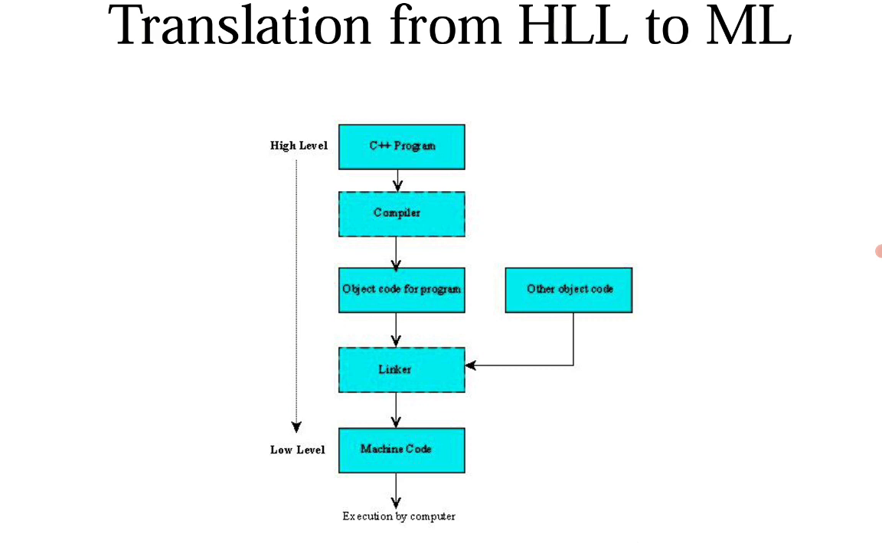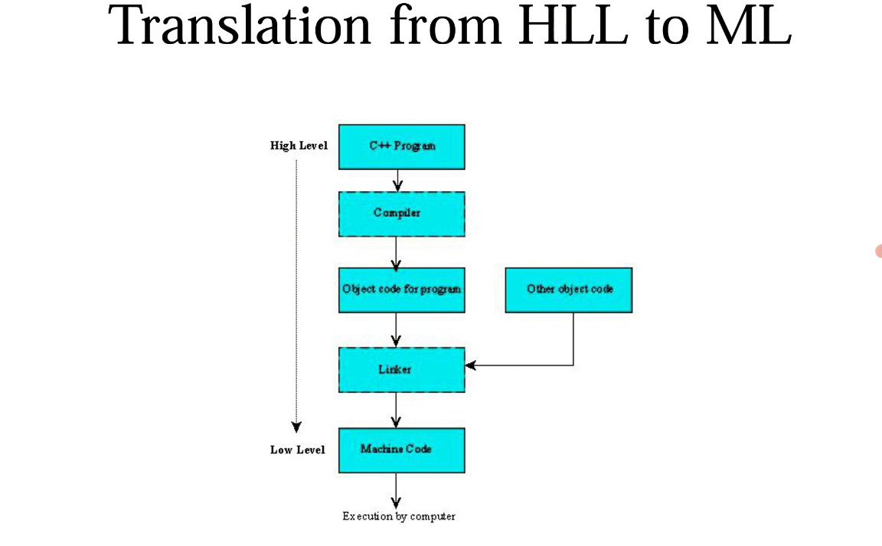After it is successfully compiled, object code is generated. What is object code? Object code is an intermediate language, an intermediate code, which is generally used by the systems. So object code for that program is generated. After that, we may use another type of application software called a linker.